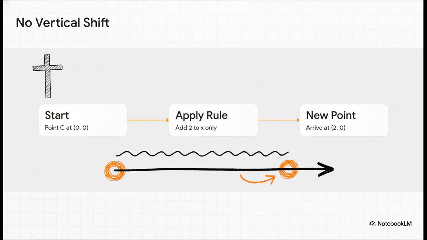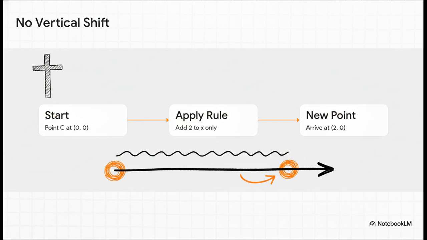All right, now for kind of a special case here in example 3. What happens if there is literally zero vertical movement? Let's start right at the origin, point C at (0, 0). The rule is simply x plus 2, and, well, the y is just y. It's left completely alone.